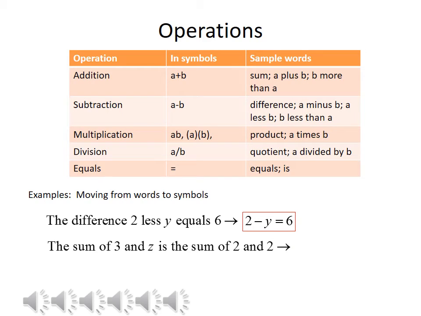Next, we have the sum of 3 and z is the sum of 2 and 2. So remember, sum means addition, and is means equality, so the sum of 3 and z means 3 plus z. Is would say write an equal sign, and the sum of 2 and 2 gives us 2 plus 2, so we could write this as 3 plus z equals 2 plus 2. And we could simplify that 3 plus z is equal to 4, but we just want to get the hang of writing symbols out from words.